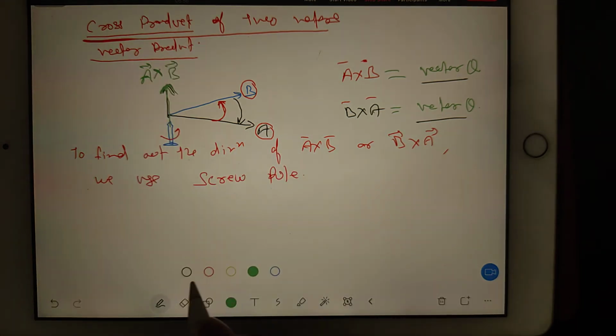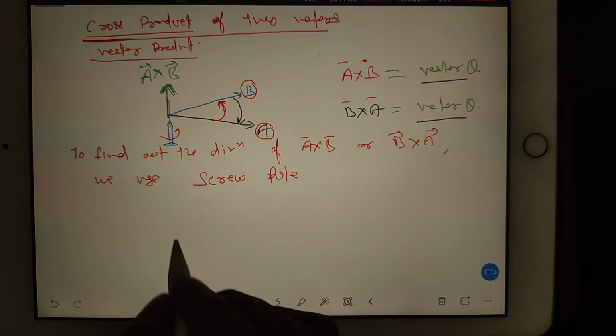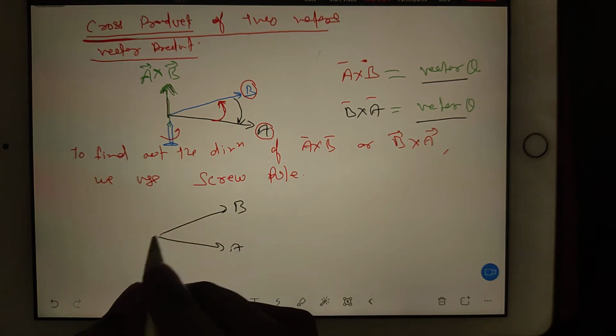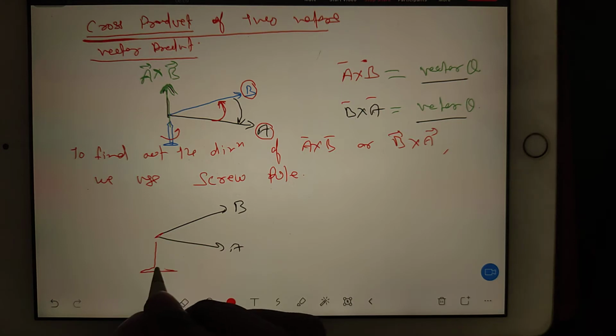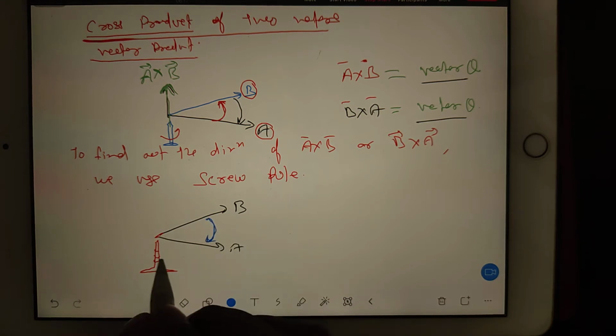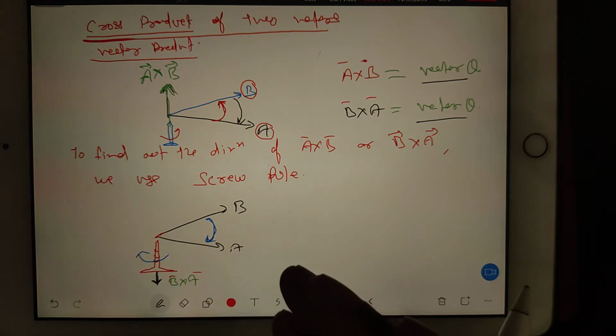But just opposite, if you do B cross A, suppose you have one vector here A and one vector here B, and you are keeping your screw here like this. Now suppose you are doing B cross A, then you will turn your screw like this. In that case your screw will come out like this. It means this is your direction of B cross A.